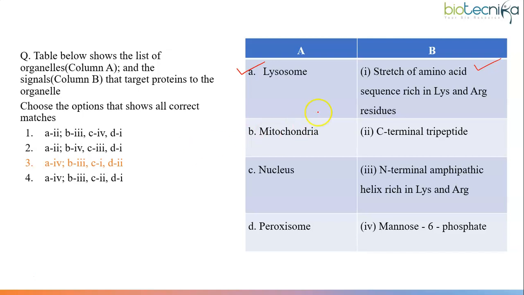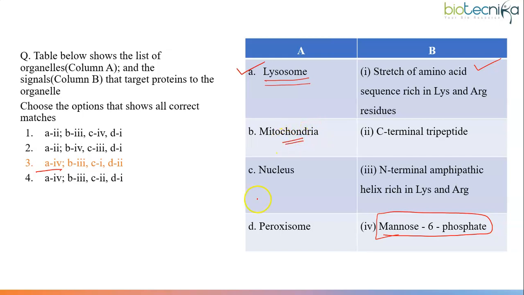As we can see, lysosomes. Always remember one thing: lysosomes are the only organelles that do not have an amino acid sequence as their sorting signal. The remaining organelles, or I can say the majority of organelles, will have an amino acid sequence as a sorting signal. Among these combinations, we have mannose-6-phosphate, so lysosomes to mannose-6-phosphate, A to 4. So you got one combination which you are confident about. Next, mitochondria.